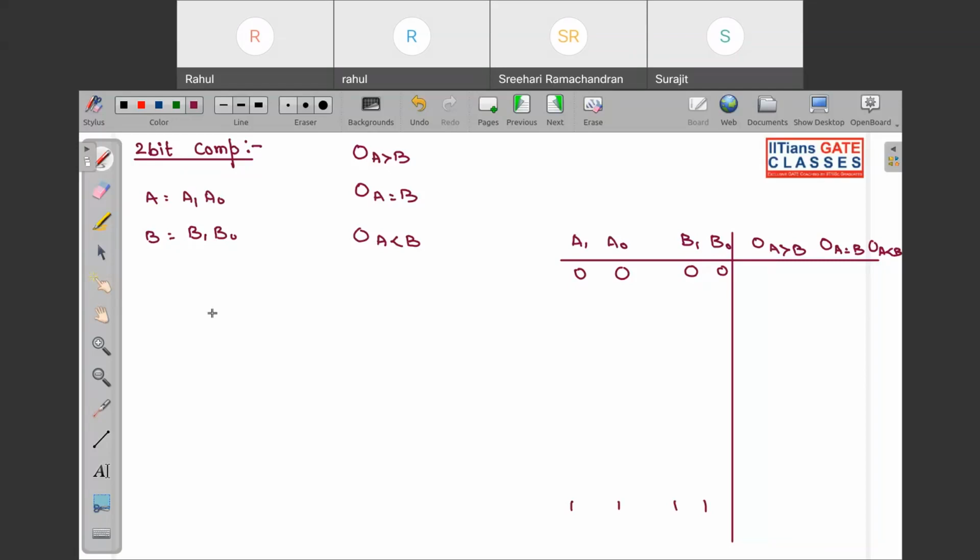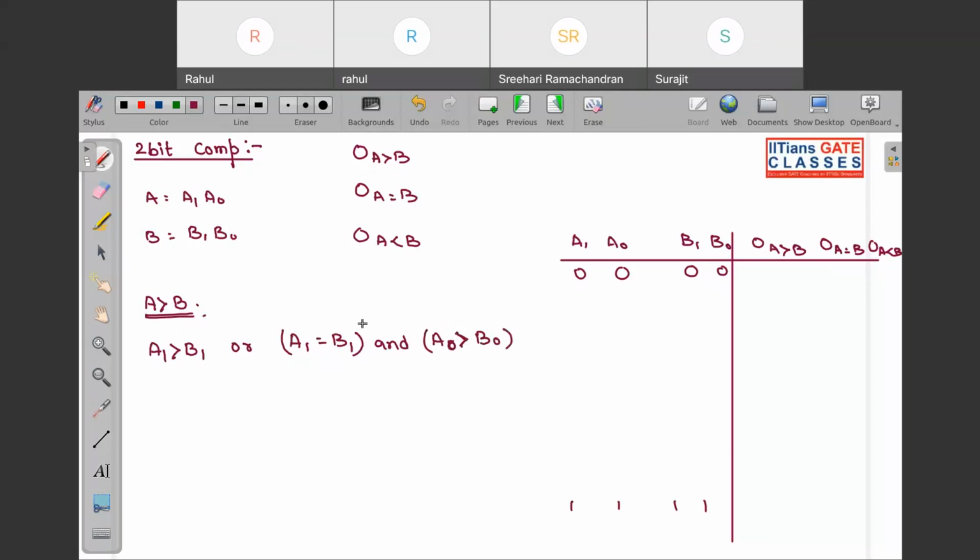So look, when A is greater than B, there are two cases. Either A1 is greater than B1, that means the number will look like this, 1 0. Or if A1 is equal to B1 and A0 is greater than B0.